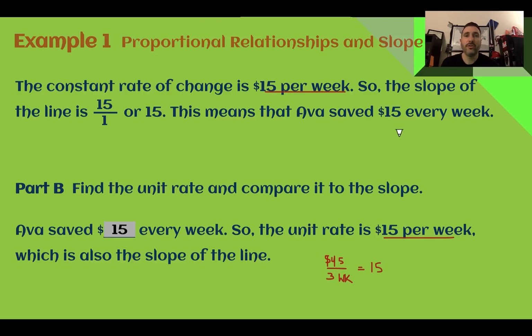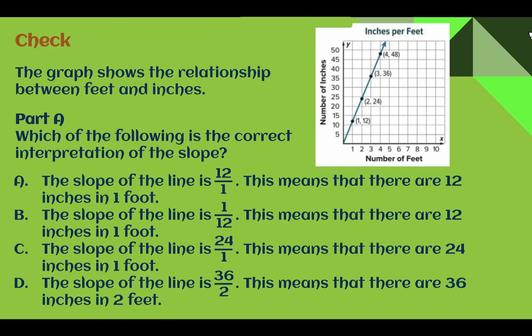As we're going through this, the slope, or the rate of change, or the unit rate, again, should all be the same thing in a proportional relationship. Check your understanding. Use the graph and read through the situation to determine the correct slope. Then find the unit rate and compare it to the slope. Pause the video now and complete the check.